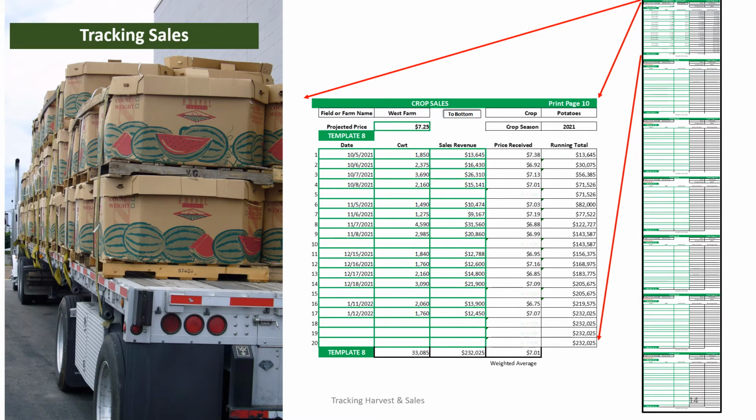The tracking sales templates each contain 20 lines for sales entries. And there are a total of 7 sales templates, making it possible to record 140 sale dates or sale events. If you are making continuous harvests and sales, and need more than the 140 entries, you can use and save several copies of the crop profitability calculators, and simply designate them as for tracking harvests and sales with a date.